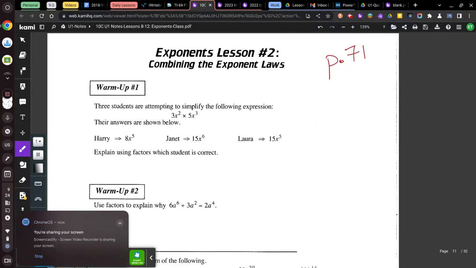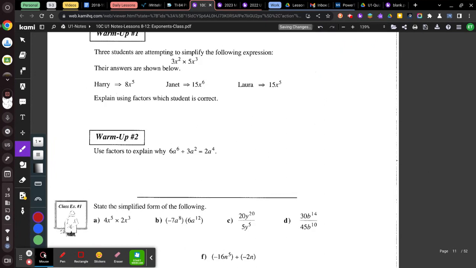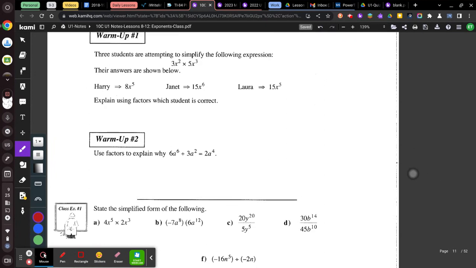Okay, this is lesson number 9, combining our exponent laws. We took a look at our exponent laws last week, and when we are multiplying, we add exponents. If we've got coefficients, we multiply the coefficients. So numbers in front will get multiplied. So 3 and 5 become 15.